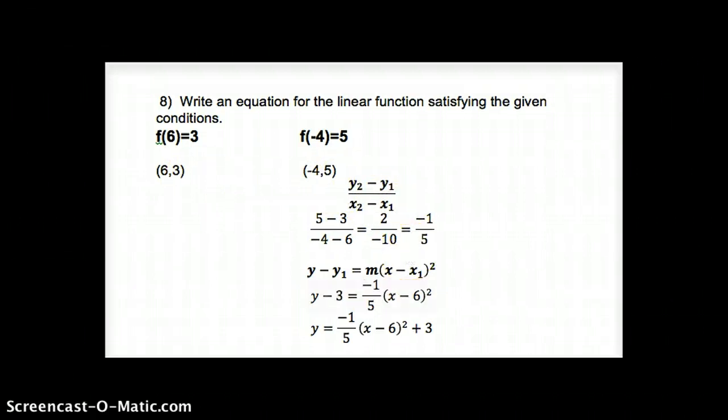Okay, so once you have your slope, which is -1 over 5, you have to input that into point-slope form, which is y minus y1 equals m times the quantity x minus x1. So I used the first set of values in this case, so I ended up with y minus 3 equals -1 over 5 times the quantity x minus 6. And the only step to get this into standard form is you add the 3 to both sides.